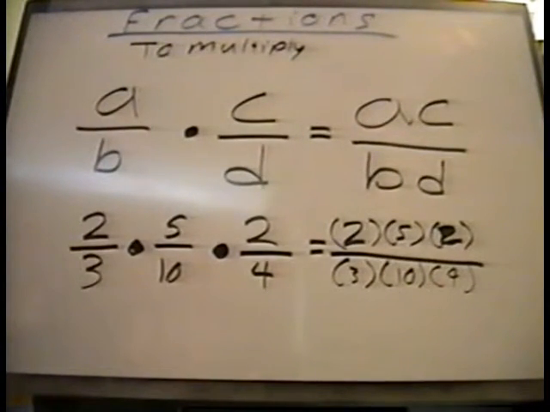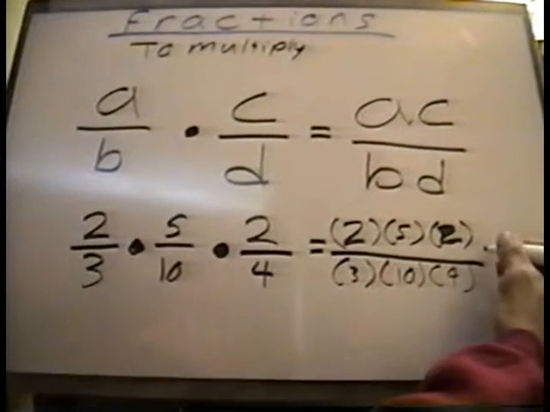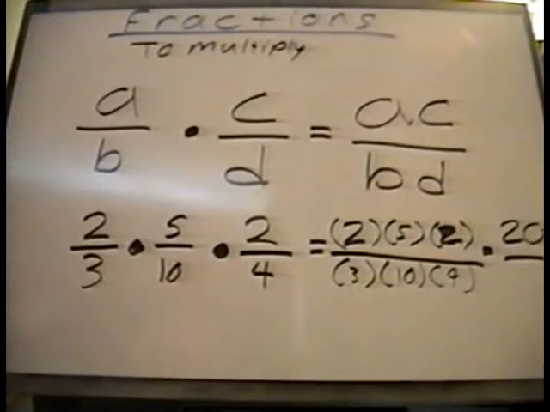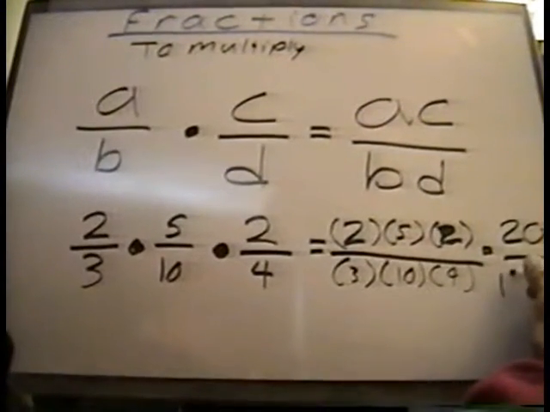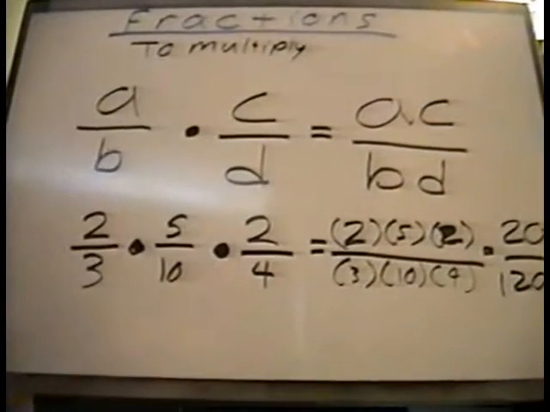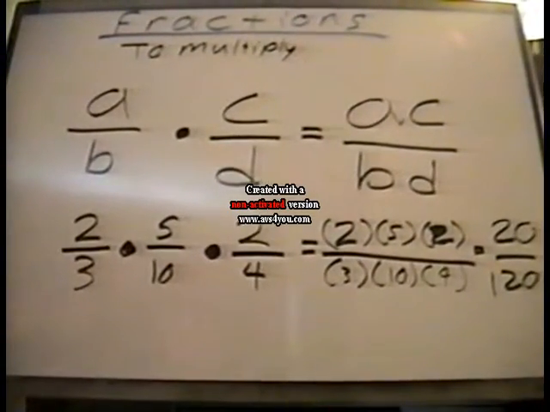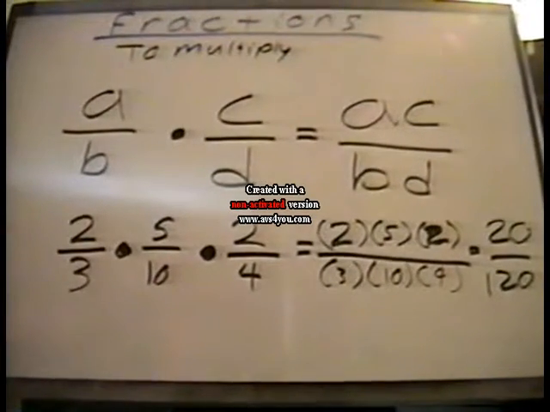2 times 5 times 2, that gives us 20. 3 times 10 equals 30. 30 times 4 gives us 120. We get 20 over 120.